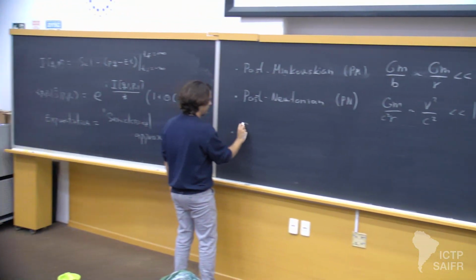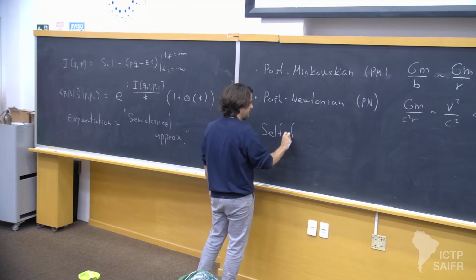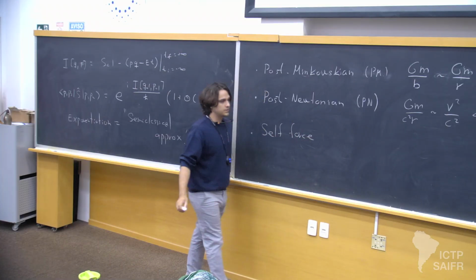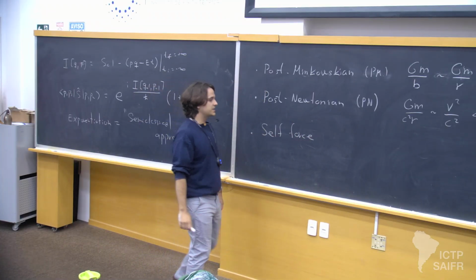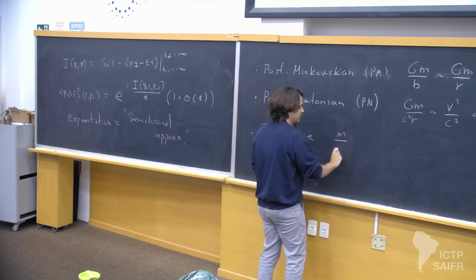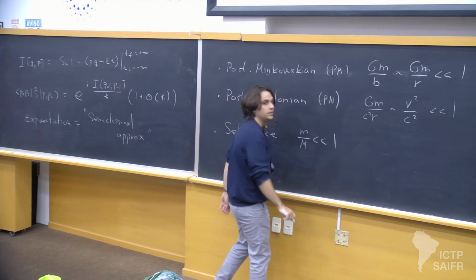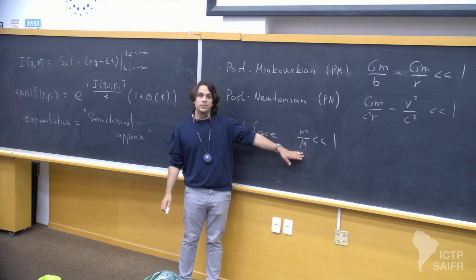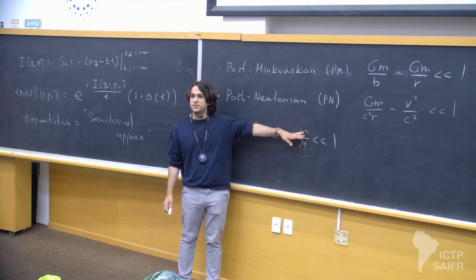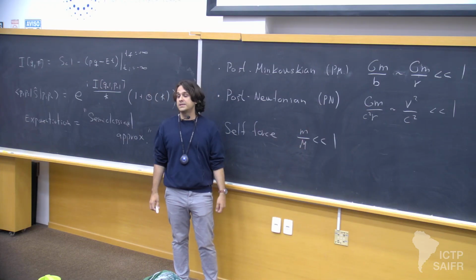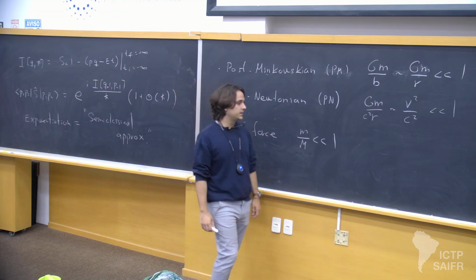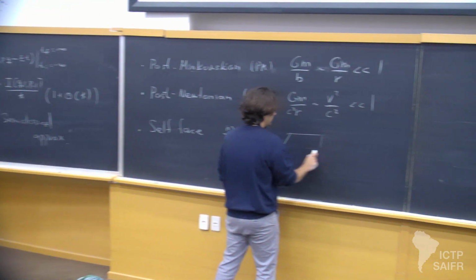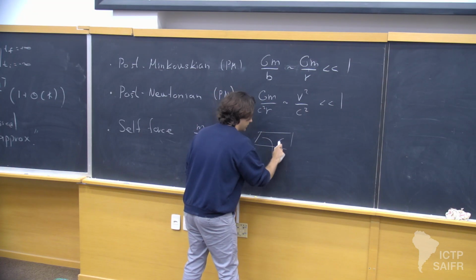So there's the self-force expansion, which is just an expansion in the mass ratio. If we have an object which is much heavier than the other object, then we know that, for instance, at leading order, the so-called probe limit, we could treat one of the objects as fully back-reacted.